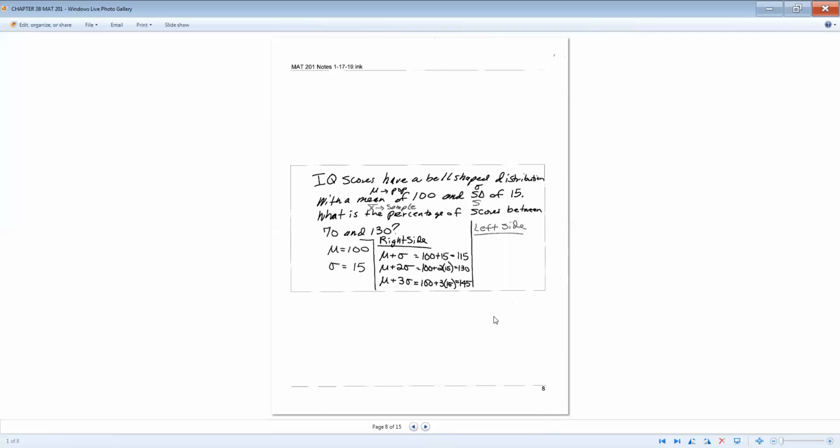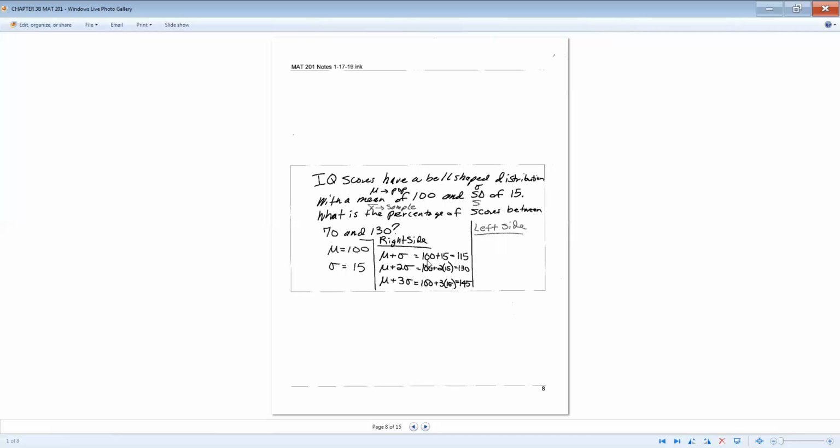IQ scores have a bell-shaped distribution with a mean of 100 and standard deviation of 15. What is the percentage of scores between 70 and 130? So what I'm going to do is just go ahead and fill out the whole distribution chart, and then look at the 70 and the 130 and see what percentage is between the two. So we have our mean, which is 100, and our standard deviation is 15. They gave us that.